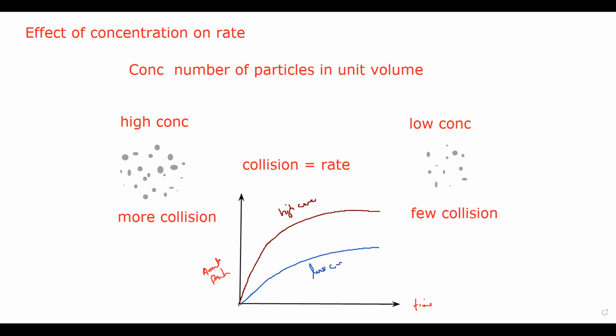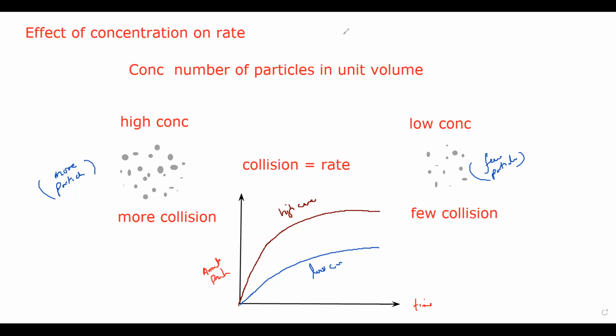Why is the amount of product different? Why does high concentration give more product than low concentration? Because high concentration has more particles. If there are more particles of reactant, there will be more product. Low concentration has few particles, so there will be less product. And why is the reaction faster, or much steeper, in high concentration compared to low concentration? Because when the concentration is high, the particles are colliding often as compared to low concentration.